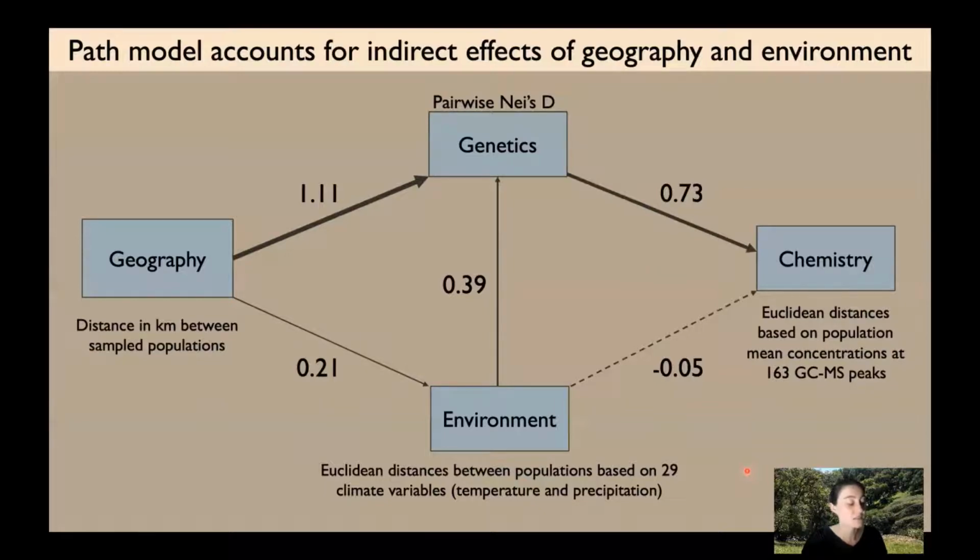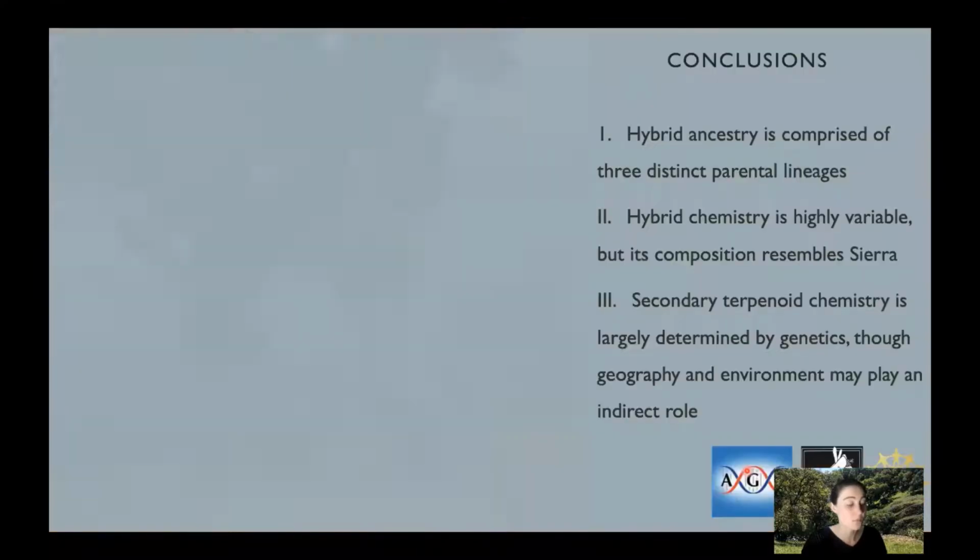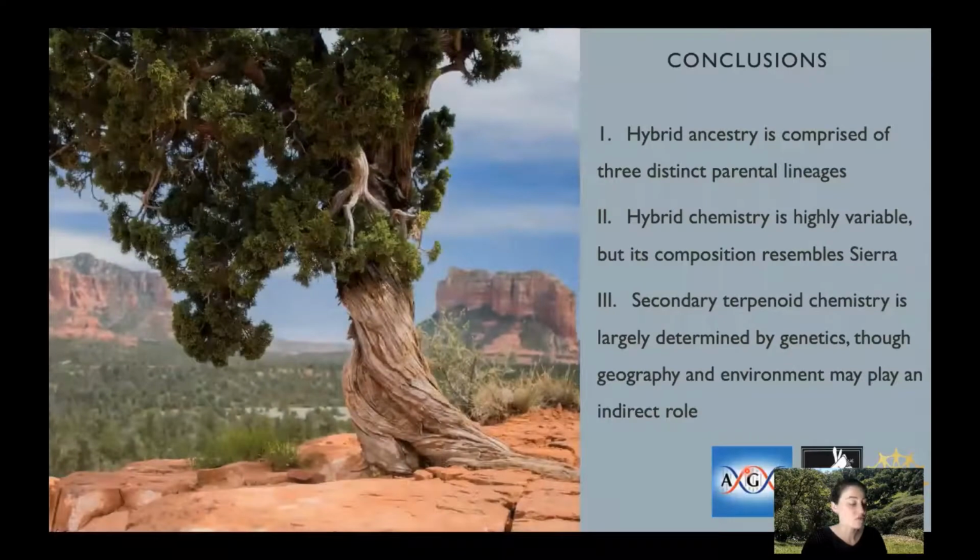A caveat of this result is that we incorporated all populations across the landscape, which represent 3 diverged lineages, and perhaps zooming in on a single lineage may indicate a greater role of environment.